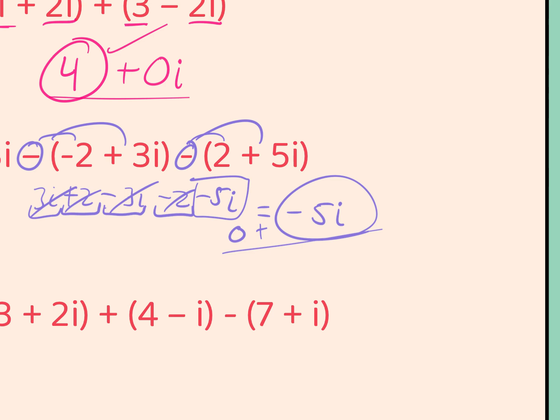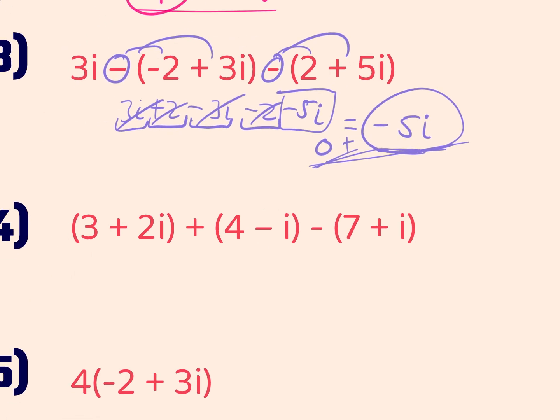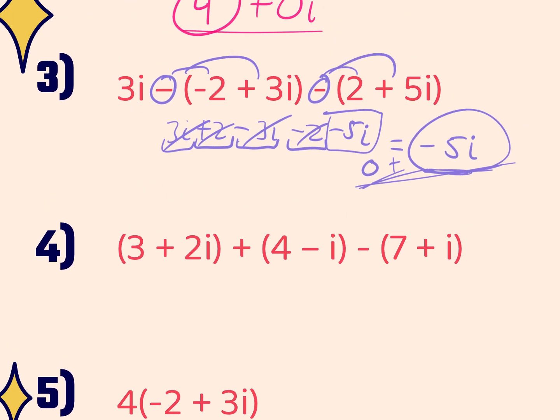You might hear me say that a pure imaginary number is a number that doesn't have a real part, or is a complex number where the real part of the number is 0, right? In this case, we just have a pure imaginary number, right? Negative 5i. All right, so let's keep this going.